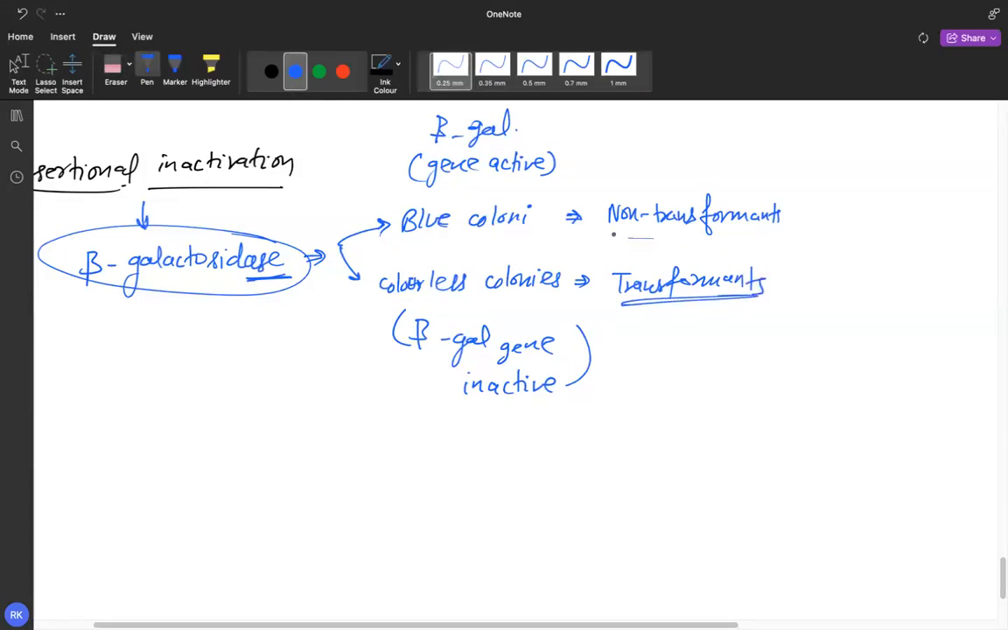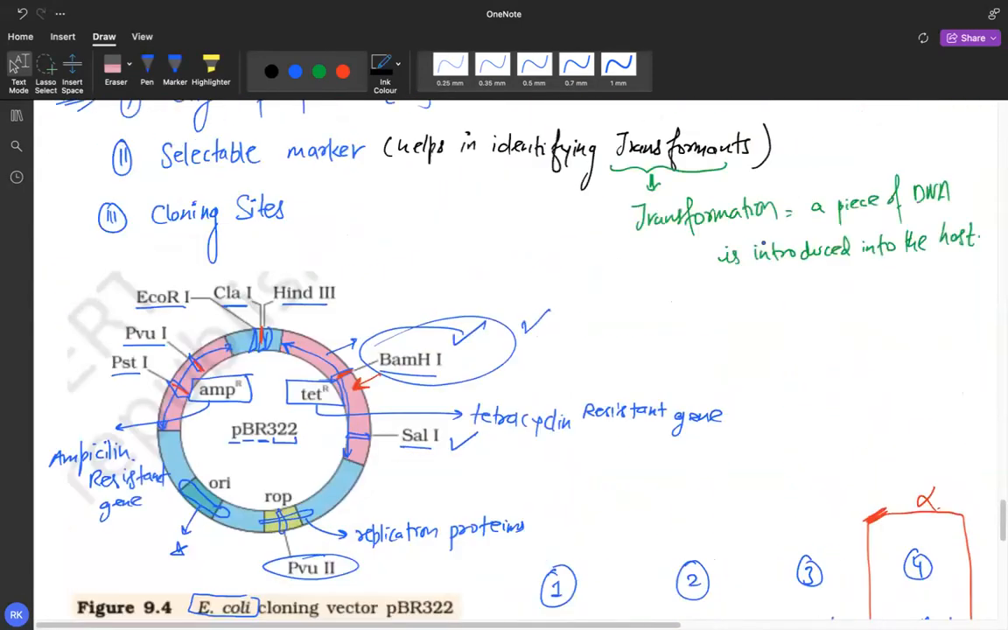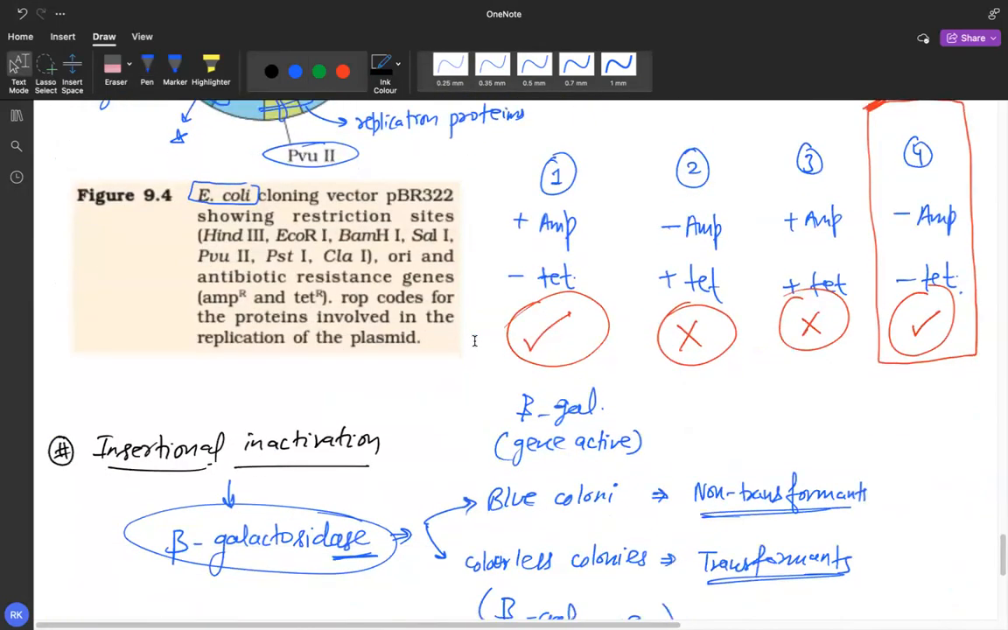Is it clear, everyone? So this is an alternate method where you can use beta galactosidase as a selectable marker instead of your antibiotic resistance gene. So these three things should always be there in a good vector.